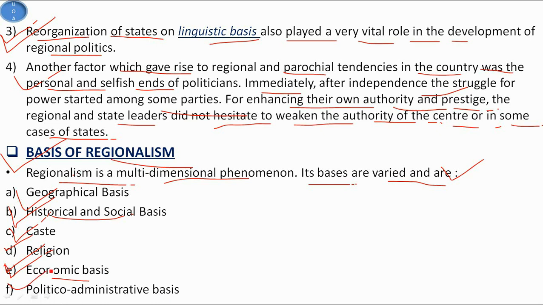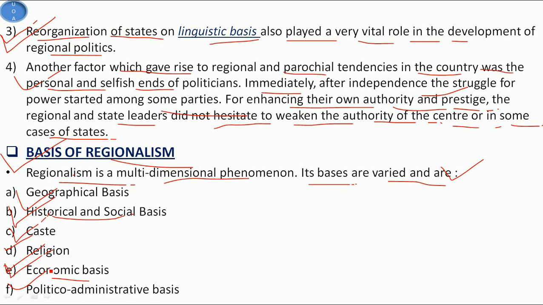Now we see the last factor, that is the politico-administrative basis. So the political administrative basis of regionalism is also important, but politics as such does not create regionalism. It only accentuates regionalism. Politicians take advantage of the situation of regional discontentment and unrest. They convert it into movements for strengthening their individual and factional support bases. It is a known fact that fighting within Congress gave rise to Telangana agitation. Shiv Sena was able to flourish in Maharashtra because of the support of Congress bosses.